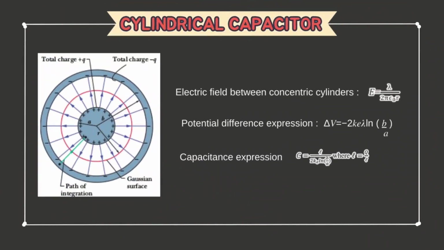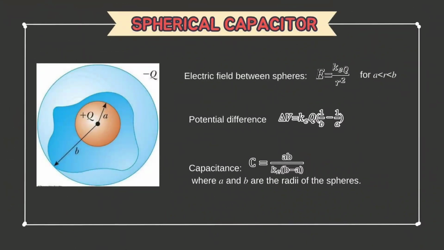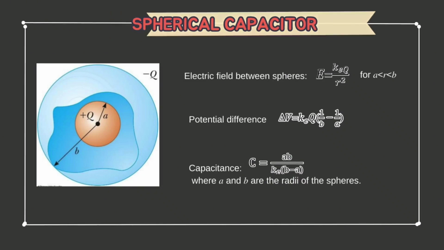Whereas for the cylindrical capacitor, the electric field between concentric cylinders is calculated using the formula as shown. As I mentioned before, different types of capacitor use different formulas when we are calculating the electric field as well as the potential difference together with the capacitance. So these are as follows for the spherical capacitor.